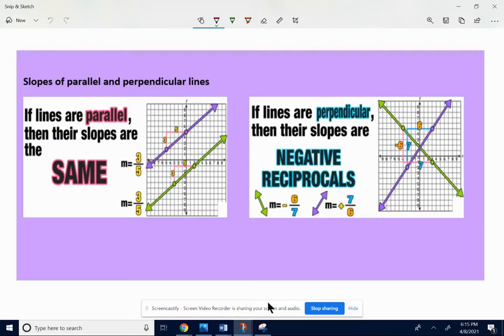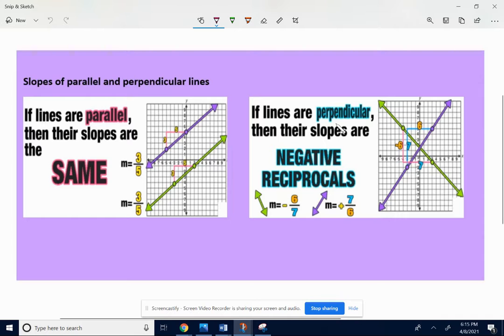Okay, this video is to help you guys with the IXL lesson, slopes of parallel and perpendicular lines. First of all, you need to know that parallel lines have the same slope. If they didn't have the same exact slope, they would eventually cross each other, so then they wouldn't be parallel.